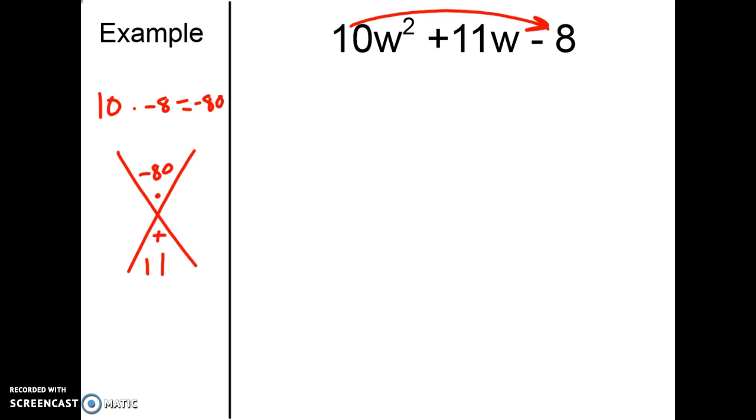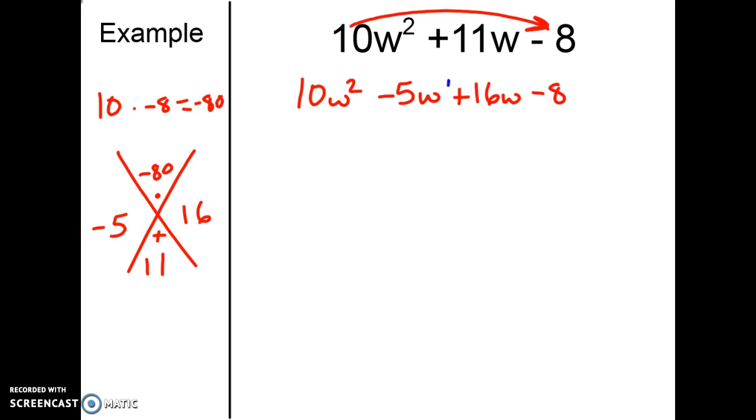And if you take a look at your factor sheet, 10 and 8 don't work, but if you use 5 and 16 and then make the 5 negative, that'll add to your positive 11. That's probably the hardest part about this problem, is finding those two factors that add to 11, because you're using the negative 5. So we're going to split that middle term up. 10w squared, I'm going to put the 5 with 10, so minus 5w, plus 16w minus 8.